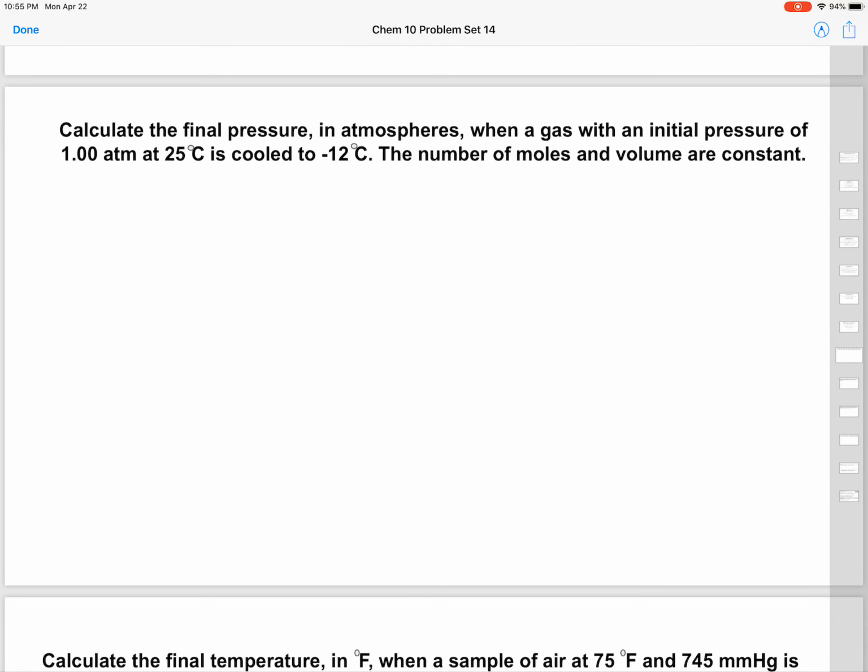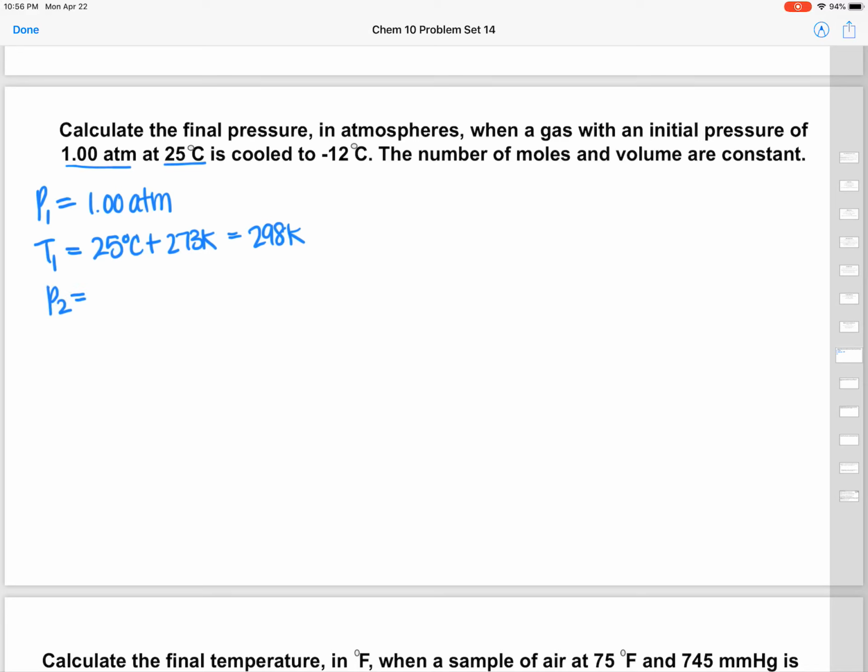So let's go ahead and get our values here. Our P1 is going to be our initial pressure, which is 1.00 atm. And our T1 is 25 degrees Celsius. That's what we're starting out with. And remember, it needs to be in Kelvin. So we add 273 to convert that to Kelvin, which gives us 298 Kelvin.